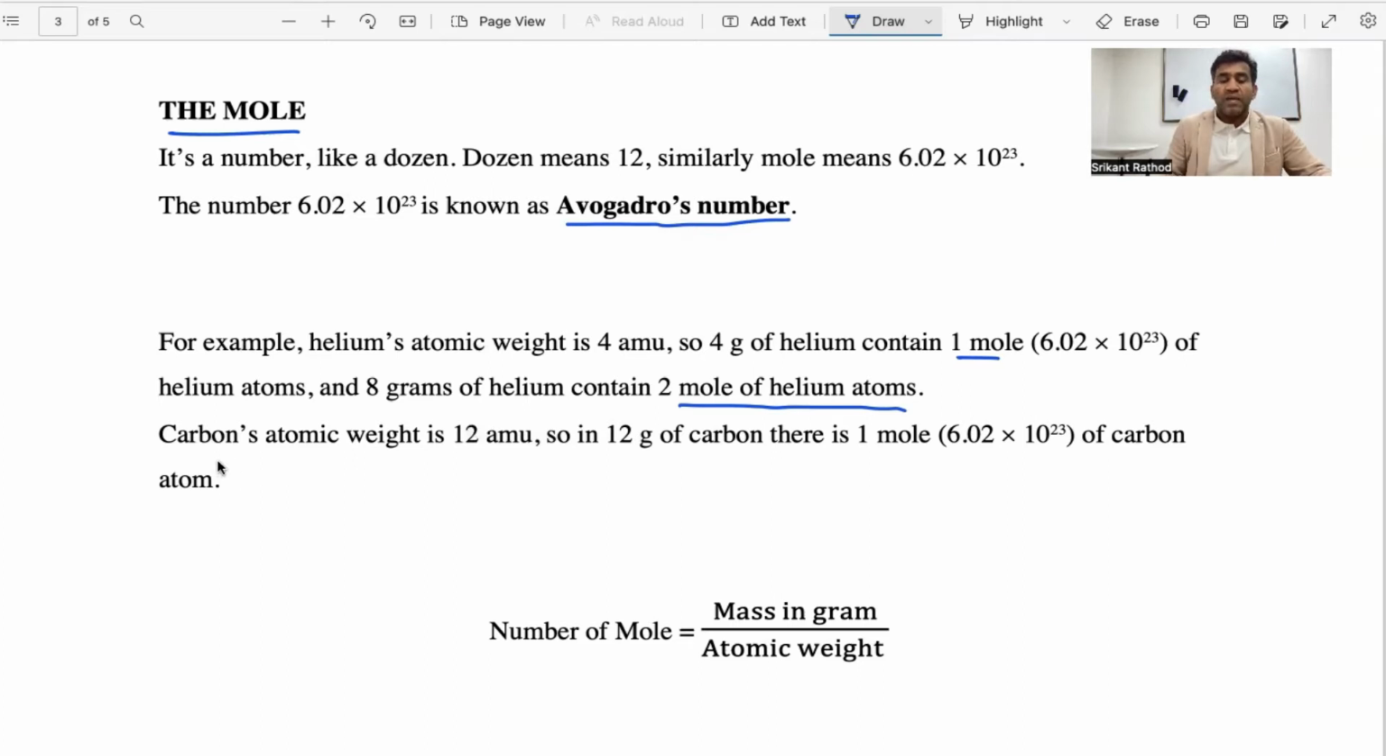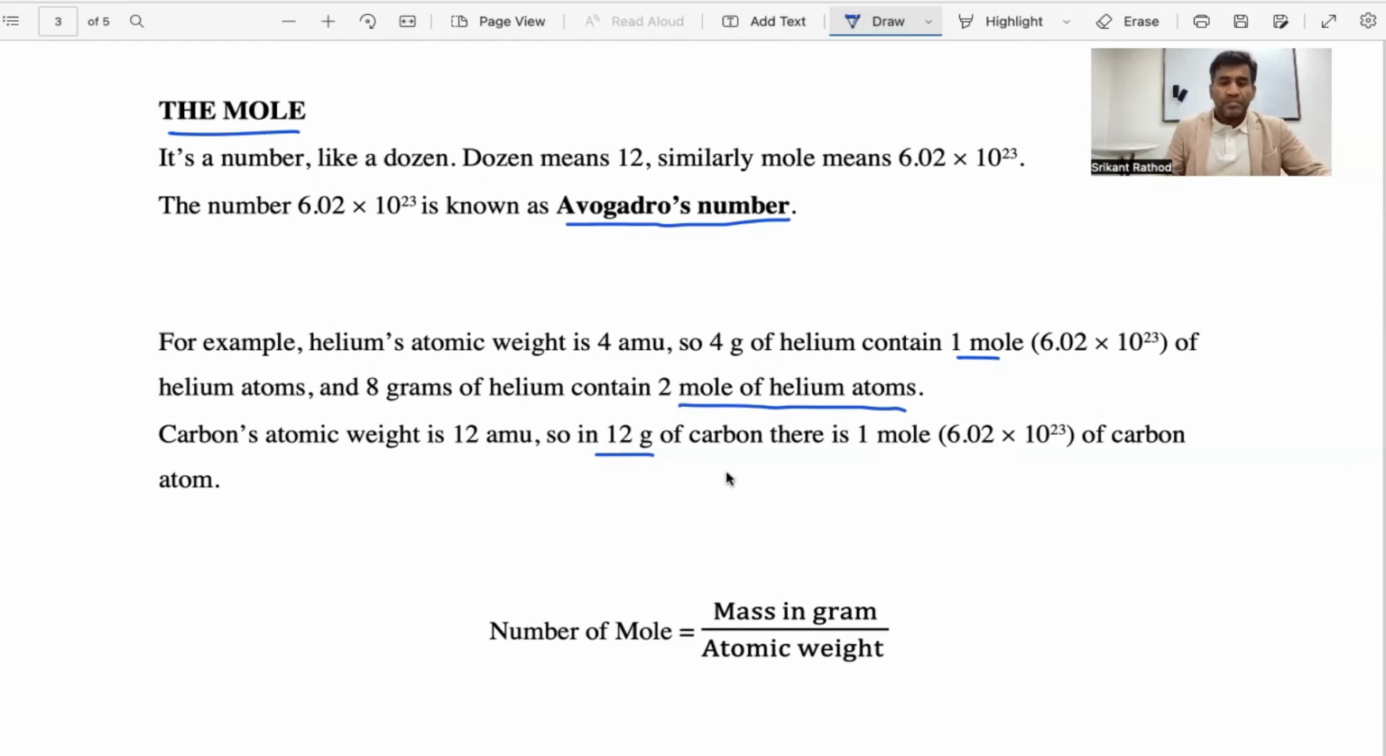Similarly, we know the atomic mass unit of carbon is 12. So in 12 grams of carbon, there is 1 mole of carbon atoms. We can say 12 grams of carbon has 6.02 times 10 to the power 23 atoms of carbon in it. That is how you measure the mole in terms of mass and in terms of atomic mass unit. It just says how many atoms are present in it.